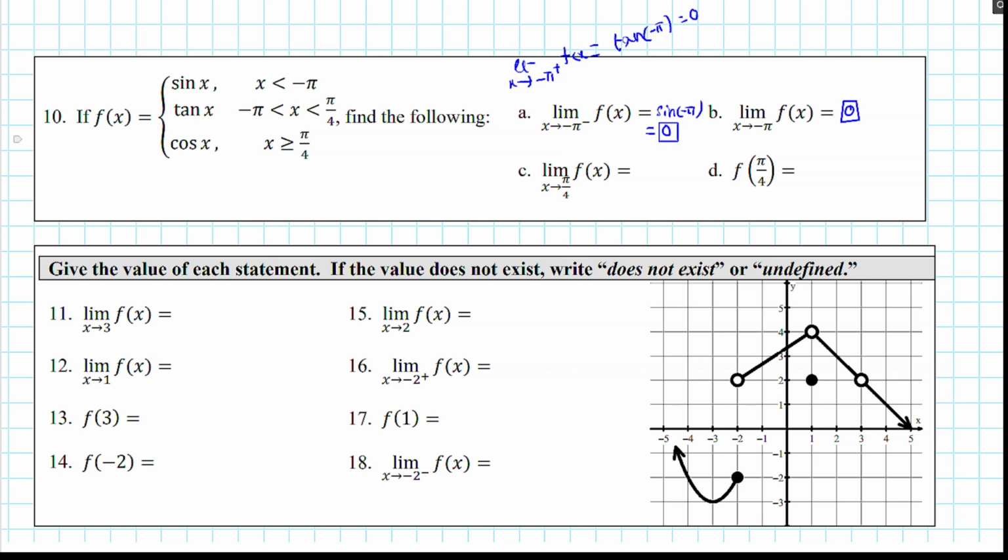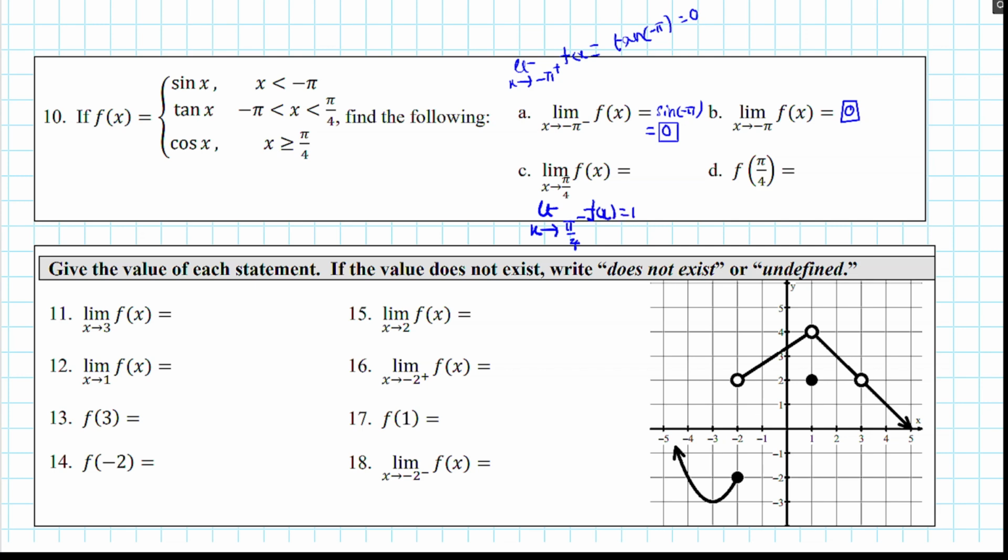Now move to the next one. The limit of f of x as x approaches pi over 4. As x approaches pi over 4 from the left side, the function is tan x. So tan pi over 4 is 1. So the left hand limit is 1. So the limit as x approaches pi over 4 from the left side of f of x is 1.